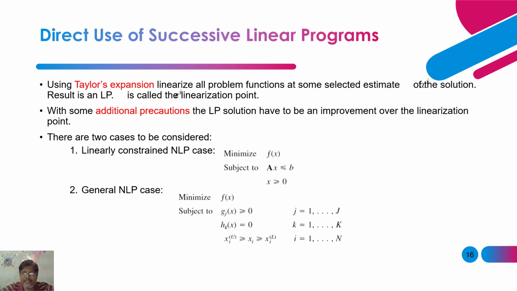There are two cases, as we started: linearly constrained cases and generalized nonlinear constraint cases. You can see here in the linearized case, this is your objective function, which has to be minimized subject to your two constraints, which are given here and are all linear constraints. And again, this is your optimization function, which has to be minimized subject to these constraints. These constraints are nonlinear constraints.